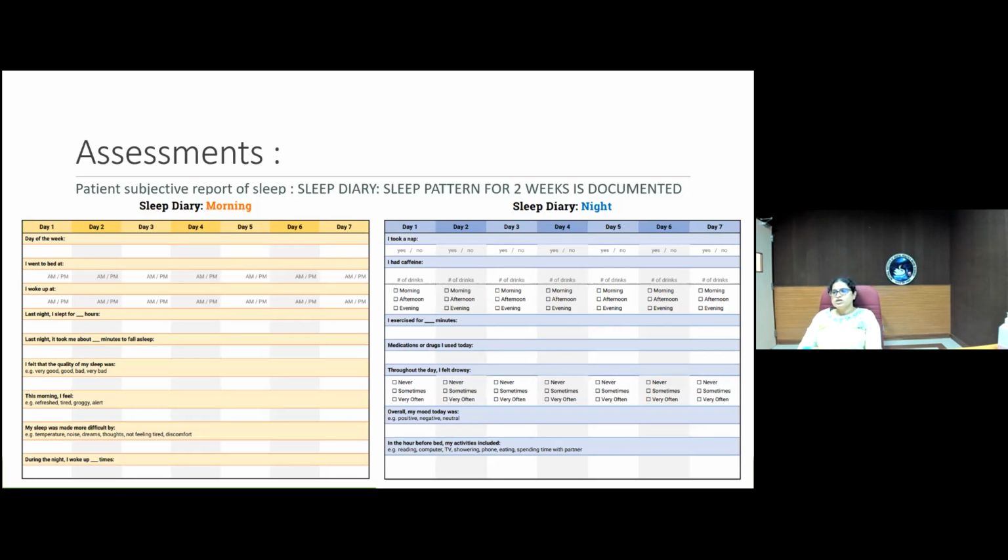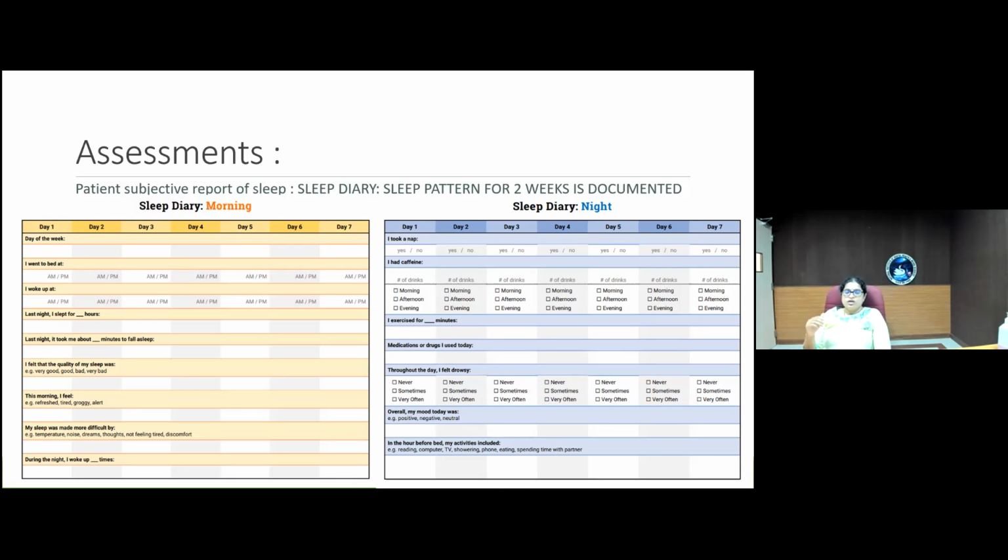So next, coming to the assessments. What are the assessments that one can carry out? An important and easy method is the sleep diary. Here, as you can see, in a sleep diary, ideally you record the sleep pattern for 2 weeks. The individual has to document the sleep pattern as per the diary in the morning and in the night. So the morning sleep diary is basically what he or she did through the day.